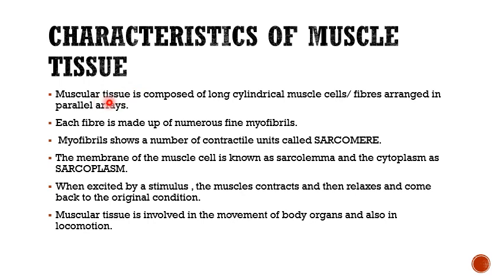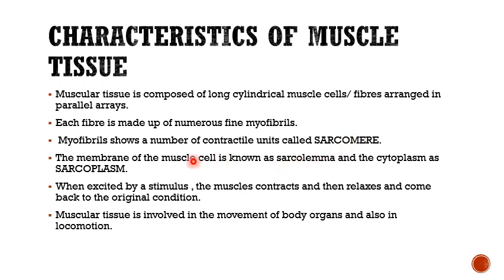Muscular tissue is composed of long cylindrical muscle cells, or fibers, arranged in parallel. Each fiber is made up of numerous fine myofibrils. Myofibrils show a number of contractile units called sarcomeres. So the structural and functional unit of muscle tissue is the sarcomere.